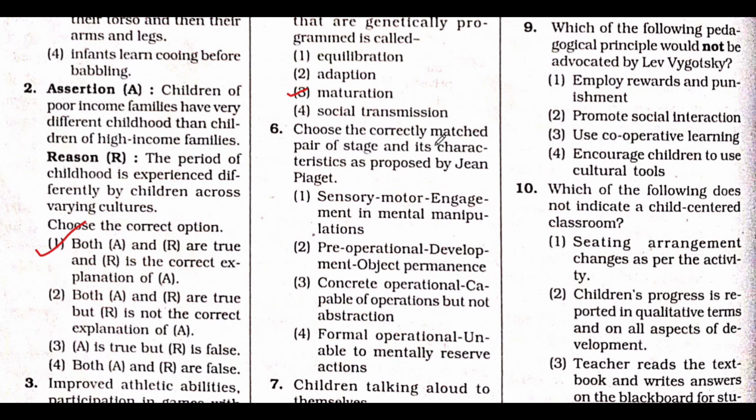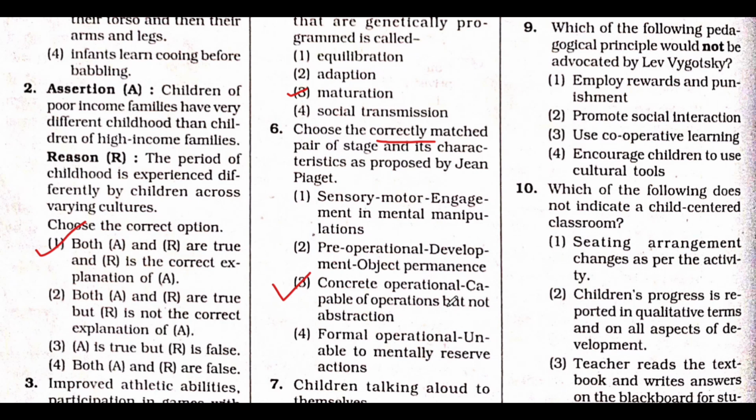Choose the correctly matched pair of stage and its characteristics as proposed by Jean Piaget. So sensory motor, engagement in mental manipulations; pre-operational, development of object permanence; concrete operational, capable of operations but not abstractions; formal operation, unstable, unable to mentally reverse action. So which one do you think? Here they have asked which one is correctly matched. So your option is option number 3, which means concrete operational, capable of operations but not abstractions. They are not able to do it abstractly.